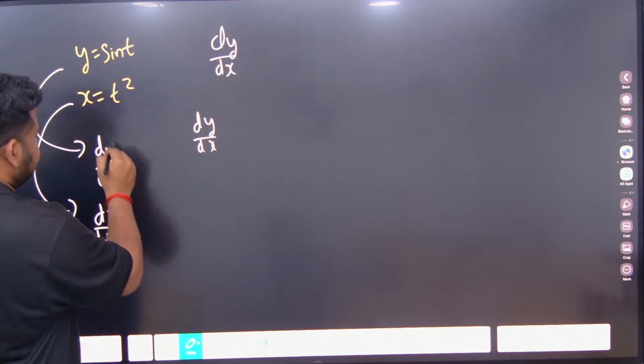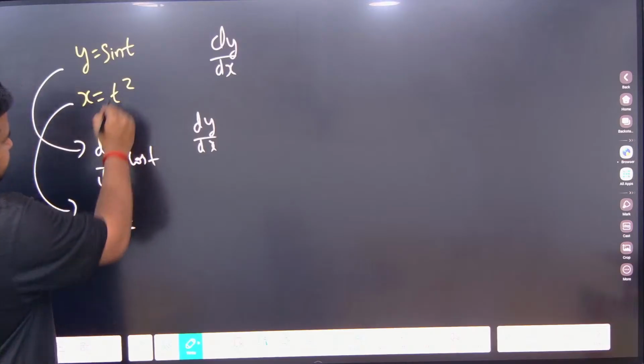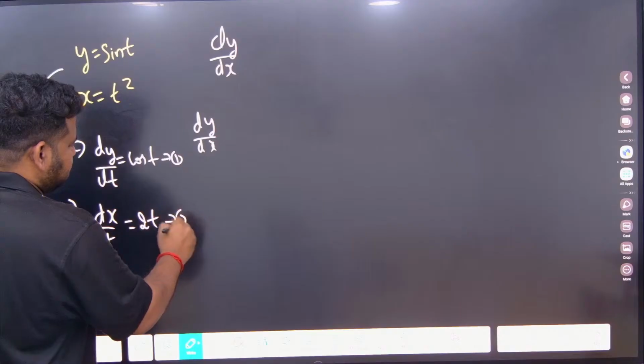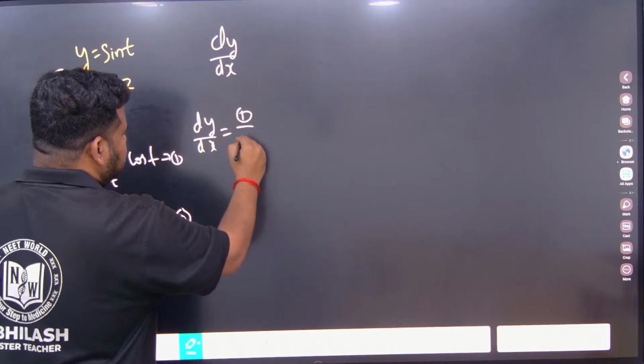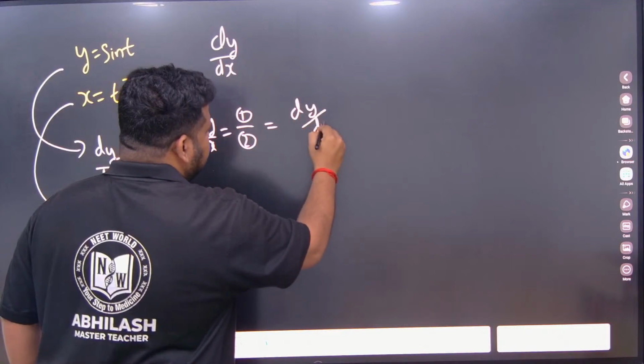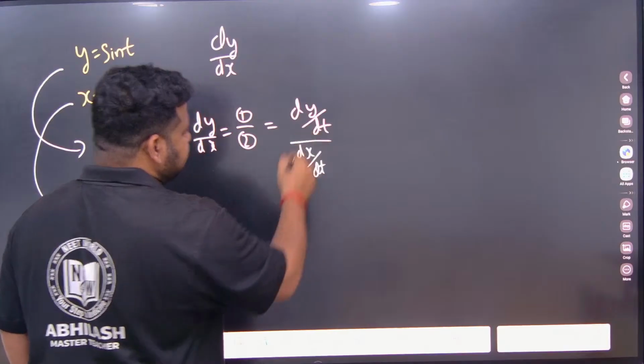So dy by dt: the derivative of sin t is cos t. dx by dt: the derivative of t square is 2t. So this is 1, this is 2. You will divide 1 by 2. That is nothing but dy by dt divided by dx by dt, where dt cancels and you get dy by dx.